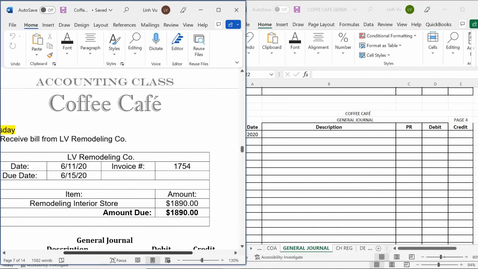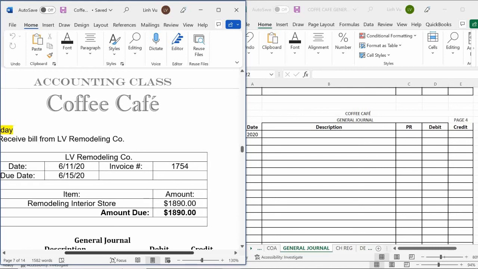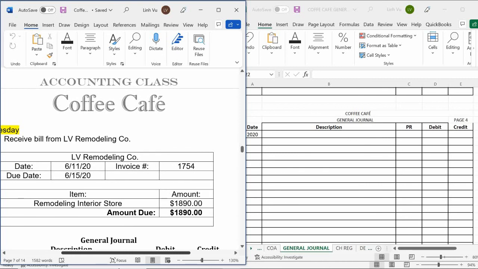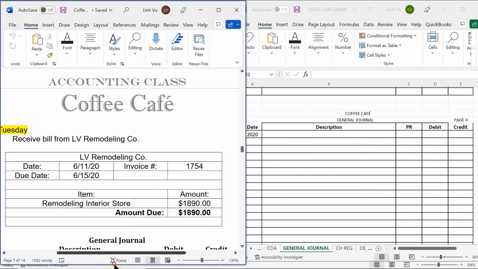So remember, we hired them twice. We just hired them again to do the refoundation for the coffee grinder. But this one was the previous time, after Kim gave us recommendations to do the interior design, we hired LV Remodeling to do the design. So in this case, they said, hey, here you go, the job's done. We billed you $1,890. So, what do I do with this transaction here?